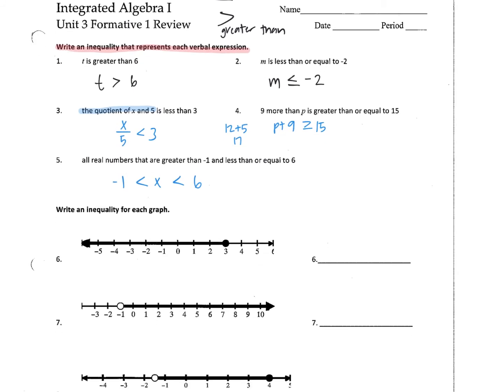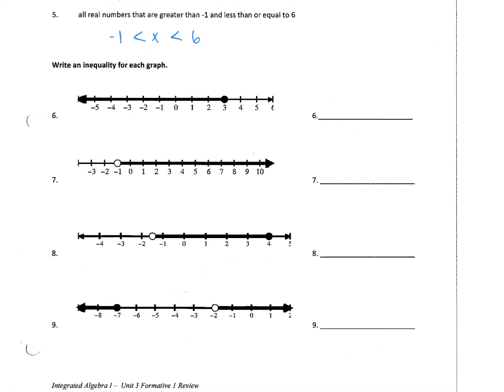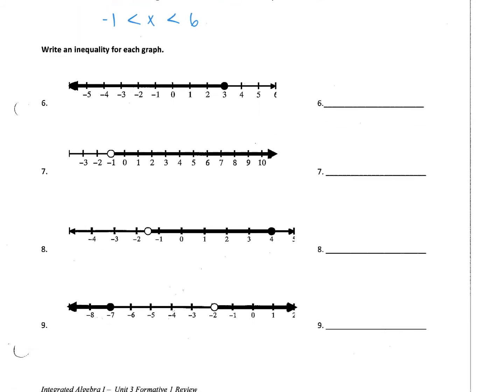Now, the next chunk of this review, we're writing an inequality for the graph that is given. So I'm given this graph. If I am going to the left, I'm using the less than symbol. If I'm going to the right, I'm using the greater than symbol. Notice how the arrows kind of point in that direction as well. My variable always has to be on the left side though in this case.